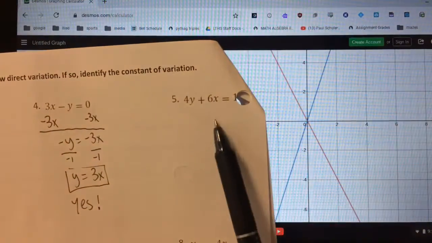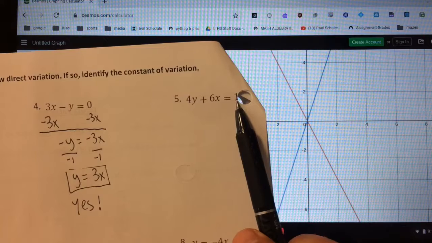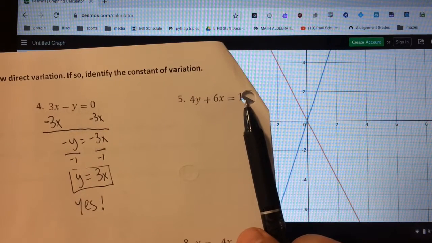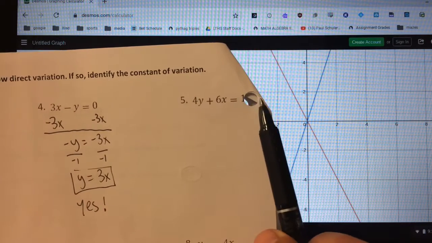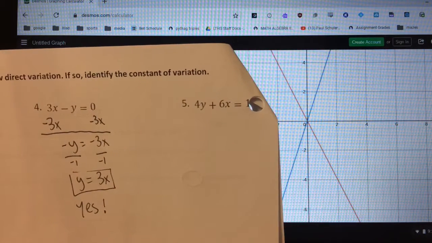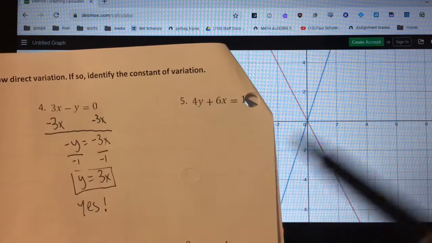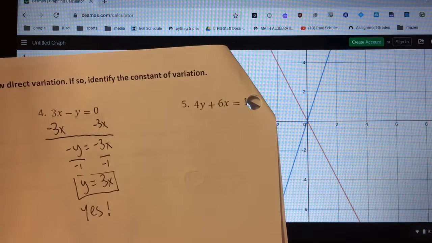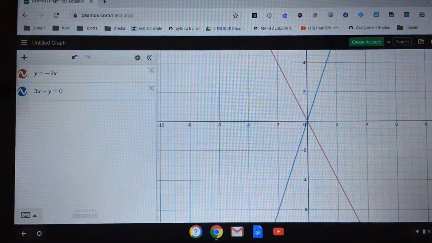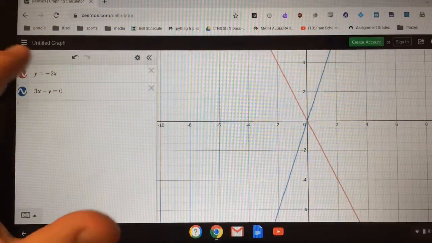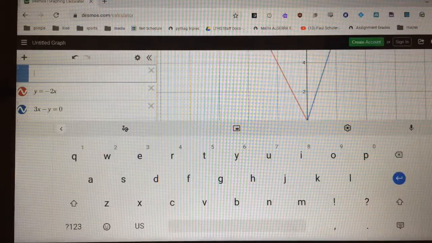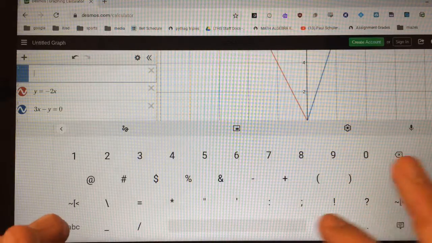All right, so let's do another one. So the next one is, this kind of got cut off, but I'm just going to assume that's a 1, unless, does anyone not have a hole right through this number? Everybody does? Yeah, I think so. Okay, so we'll just say it's a 1. Hopefully that's what it's supposed to be. Okay, so 4y plus 6x equals 1. So let's go ahead and type that in. I'm just going to make a new one. So 4y.